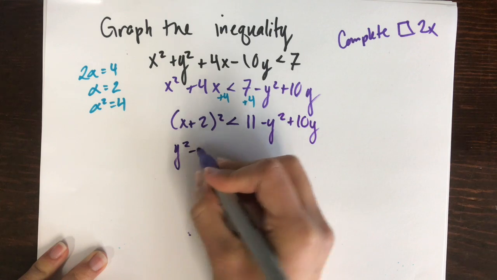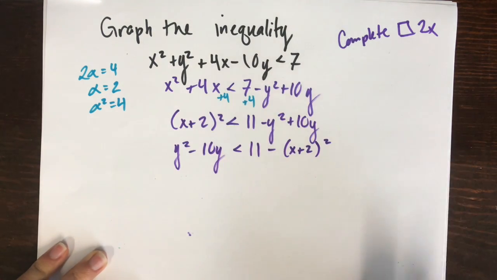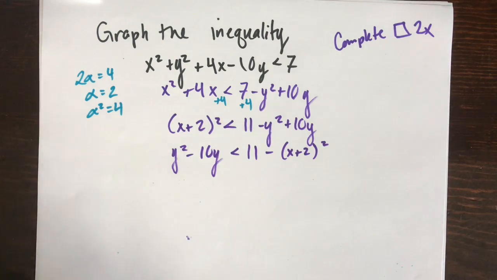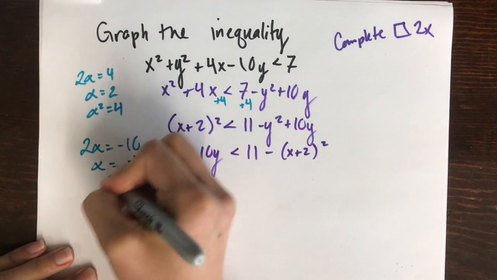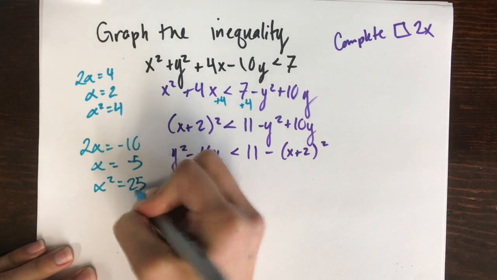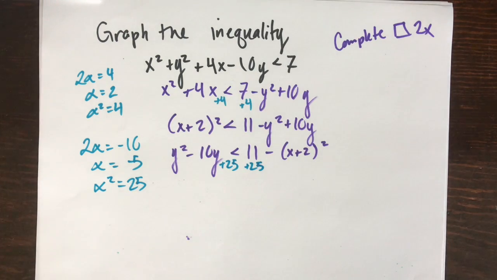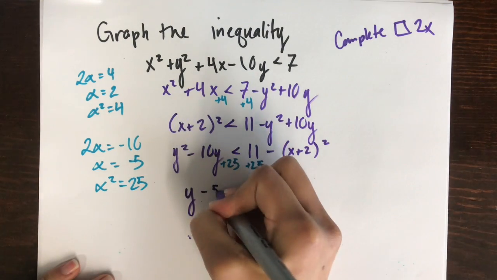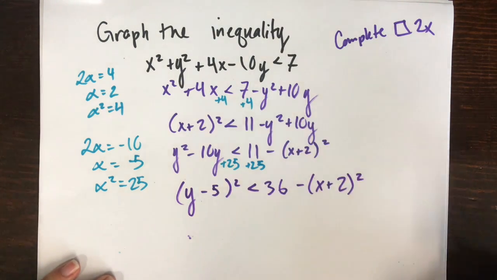plus 10y. Then I'm going to do the same thing with the y terms, y squared and negative 10y, right? Where 2 alpha is going to be equal to negative 10, then alpha will be equal to negative 5, and alpha squared will be equal to 25, right? So I'm going to add 25 to both sides, which when I add it to 11 becomes 36. And I've completed the square on the left, so that becomes (y minus 5) squared is less than 36 minus (x plus 2) squared, right?